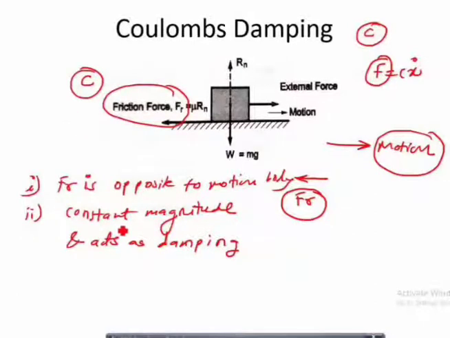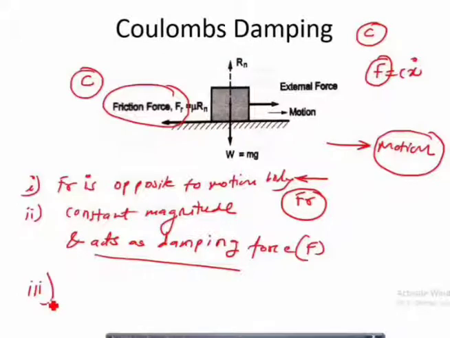So it is constant in magnitude and it acts as a damping force F, right? This is a second point. And the third and important point is that this Coulomb's damping is therefore called a constant damping. Okay, this Coulomb's damping is also called a constant damping.